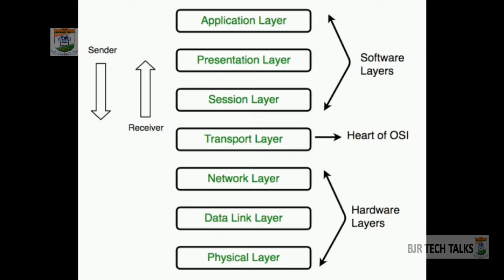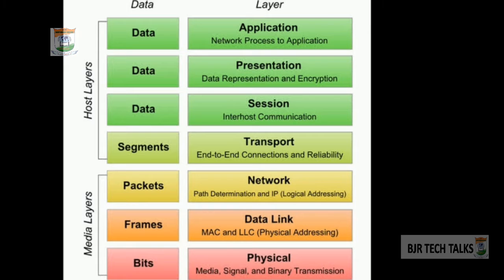The below 3 layers, the physical layer, data link layer and network layer, are called the hardware layers. And the fourth one is the transport layer. It is the heart of OSI. And the fifth, sixth and seventh are the session layer, presentation layer and application layer. These 3 are called the software layers. Here every layer has its own features.